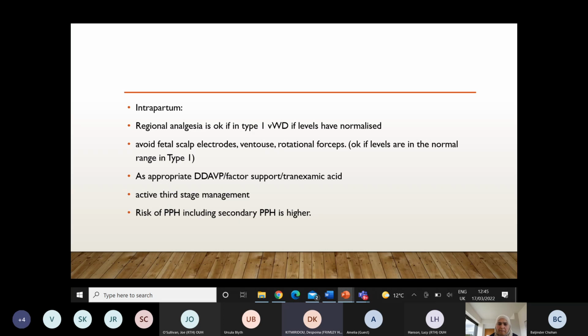I think for those they do factor support, because there is a link between von Willebrand factor and factor 8. So that's how they manage them, with factor 8 support. Great, that's nice. Yeah, no, I haven't seen type 3.